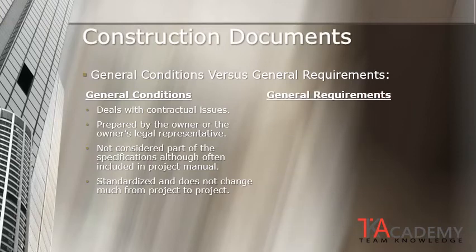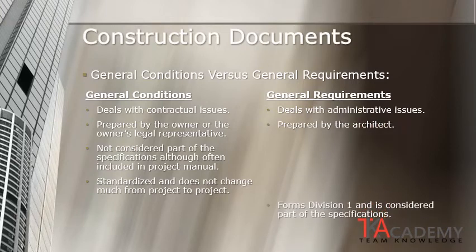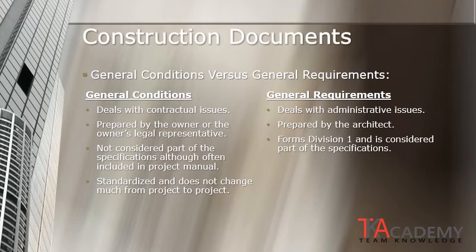However, on the other hand, general requirements deal with administrative issues of the project, not contractual issues. They are typically prepared by the architect. General requirements are in Division 1 and are considered part of the project specifications. In Division 1, general requirements can differ from project to project.